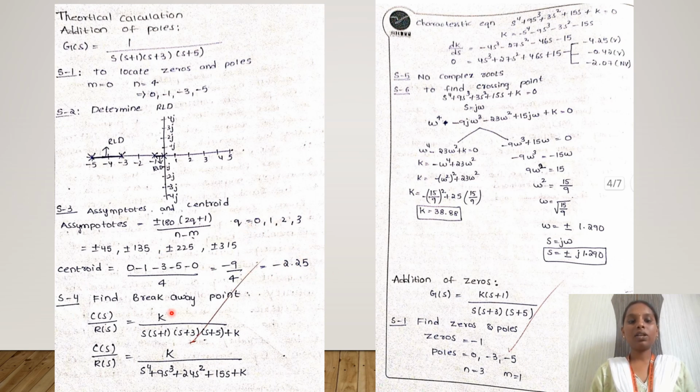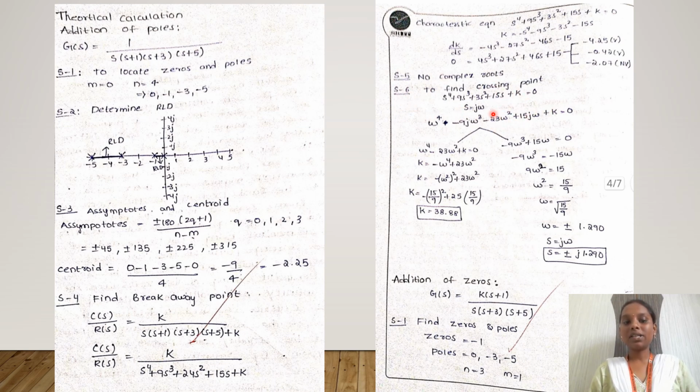Next, step 4 is we find out the breakaway point. The denominator part we call the characteristic equation. In this characteristic equation, we differentiate the equation and equate it to 0. We can find out the solutions, the roots of the transfer function. Next step, there are no complex roots. Step 6, we find out the crossing point.